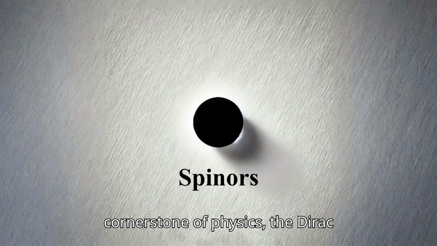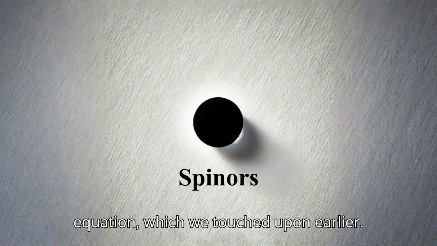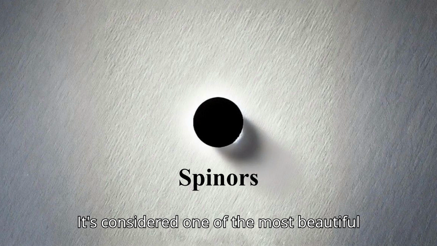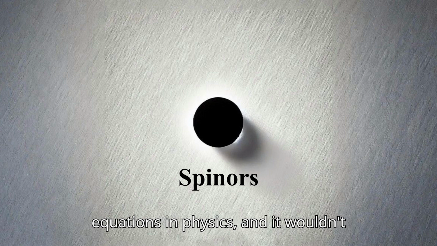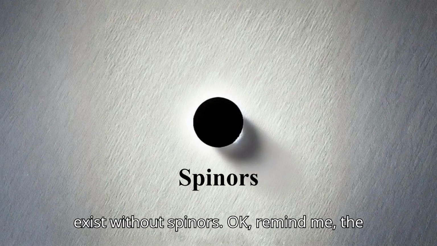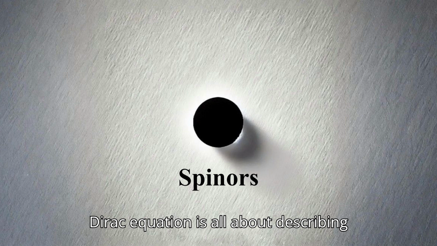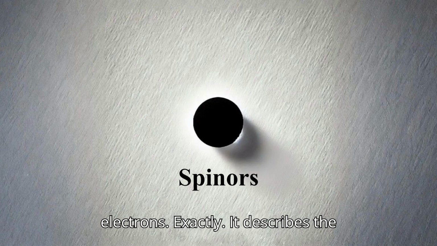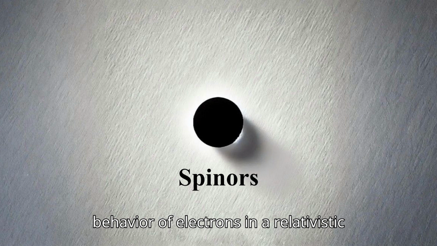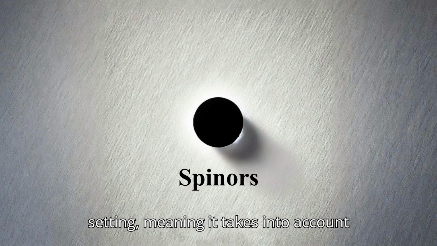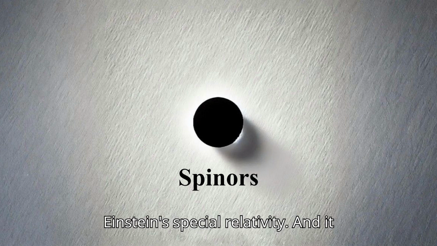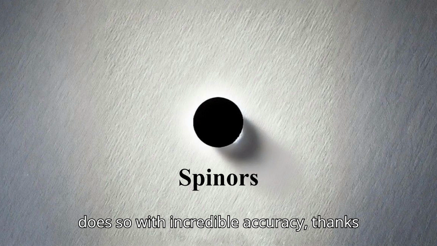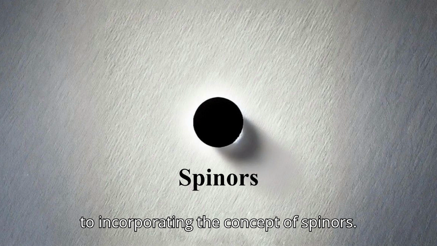Okay. The Dirac equation. Right. Which we touched upon earlier. Right. It's considered one of the most beautiful equations in physics. And it wouldn't exist without spinors. Okay, remind me, the Dirac equation is all about describing electrons. Exactly. It describes the behavior of electrons in a relativistic setting. Okay. Meaning it takes into account Einstein's special relativity. And it does so with incredible accuracy, thanks to incorporating the concept of spinors.